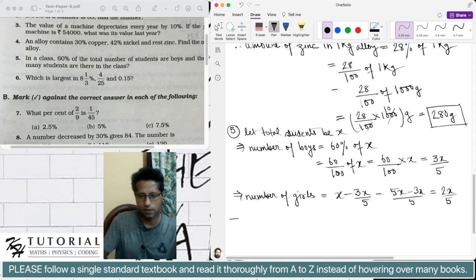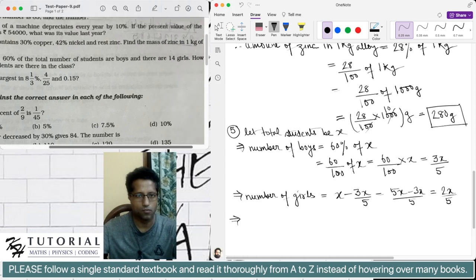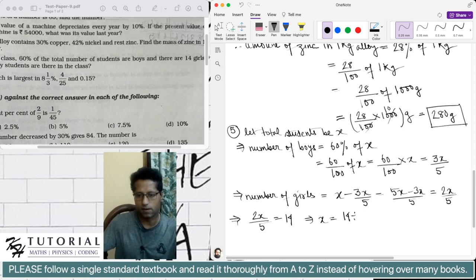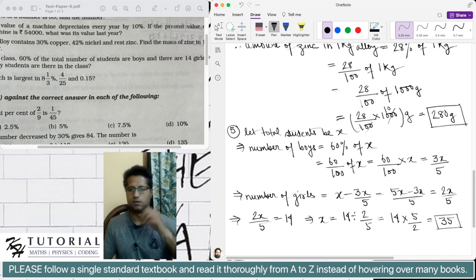Now, it is also given that the number of girls is 14. So this implies we can say 2x by 5 is equal to 14. So x is equal to 14 divided by 2 by 5, which is equal to 14 multiplied by 5 by 2. This is equal to 35. So the total number of students in the class is 35.